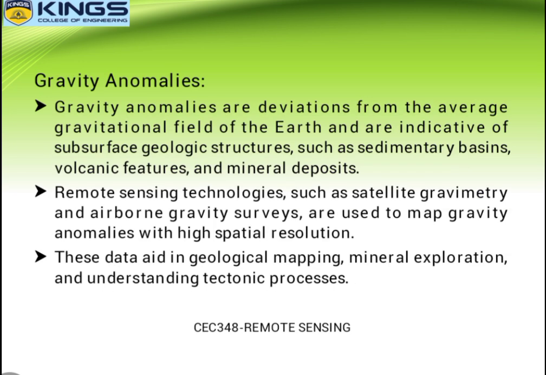studies. Gravity anomalies. Gravity anomalies are deviations from the average gravitational field of the Earth and are indicative of surface and geological structures such as sedimentary basins, volcanic features, and mineral deposits. Remote sensing technologies such as satellite gravity and airborne gravity surveys are used to map gravity anomalies with high spatial resolution, and the data aid geological mapping, mineral exploration, and understanding tectonic processes.